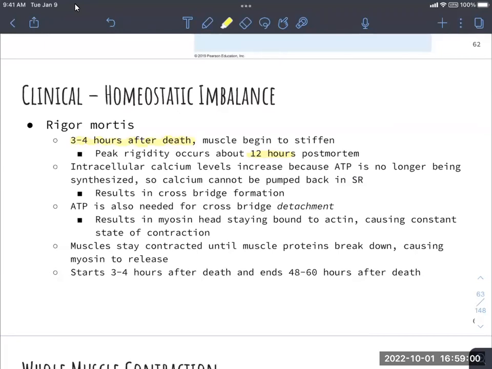And because of this, muscles get really stiff, and they can stay that way for days, like 2 to 5 days. And what causes the body and the muscles to finally relax is the breakdown of the proteins in those muscles. When those muscles start to break down, that is when everything starts to relax again.